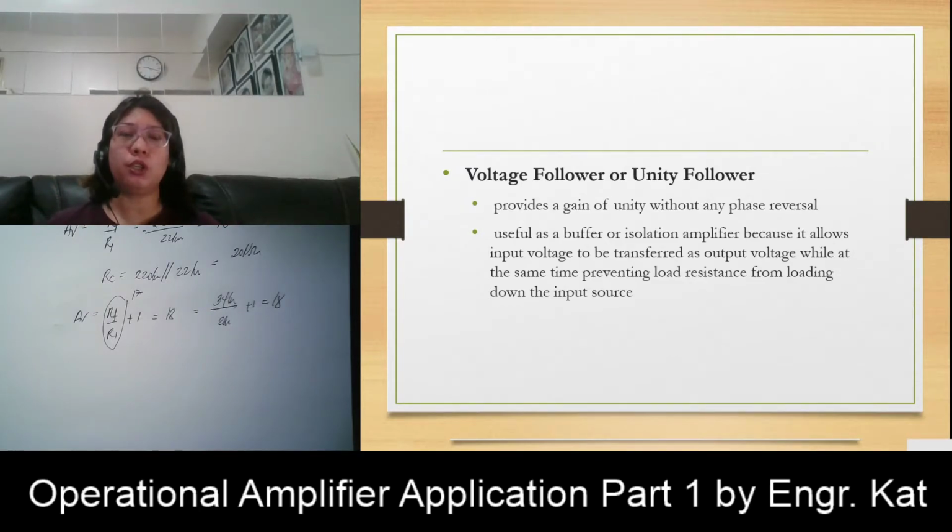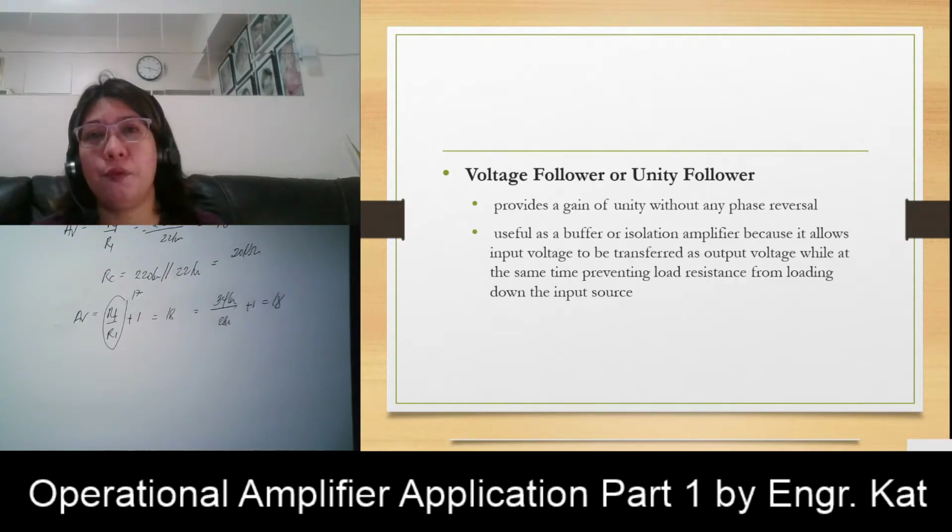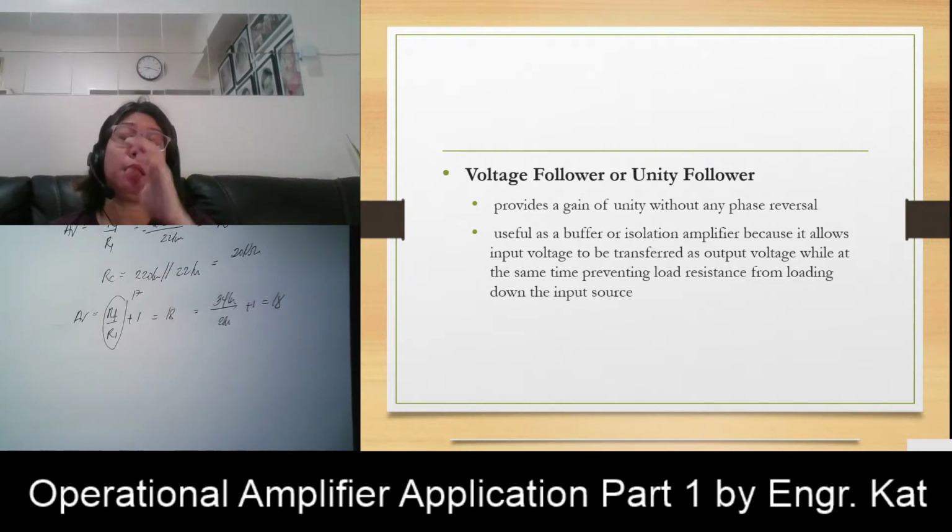Okay, so in your logic circuits, this is the opposite of an inverter. An inverter will give you the same output amplitude, or magnitude, but with a phase reversal. So if our input, for example, is -1, your output is +1. For a voltage follower or unity follower, it is a buffer. So when you see block diagrams having a buffer, you can make use of an operational amplifier for that.